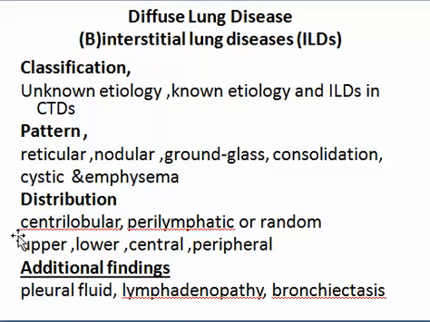If it is centrally lobular, it means at the center of the lobule, perilymphatic or random. Describe if it is upper zonal, lower zonal, central, or peripheral, and put the additional findings as pleural fluid, lymphadenopathy, and the presence or absence of traction bronchiectasis.